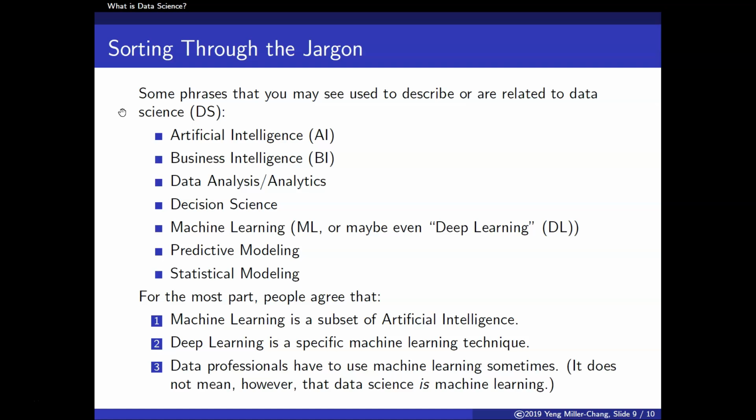Here are some phrases that you may run into that are synonymous with data science. These include artificial intelligence, business intelligence, data analysis or analytics, decision science, machine learning or deep learning, predictive modeling, and statistical modeling. For the most part, people agree that machine learning is part of a broader field called artificial intelligence. Deep learning, although most people would probably not know what it is, is the name of a specific machine learning technique. People also generally agree that data scientists use machine learning, but data science is by no means machine learning.